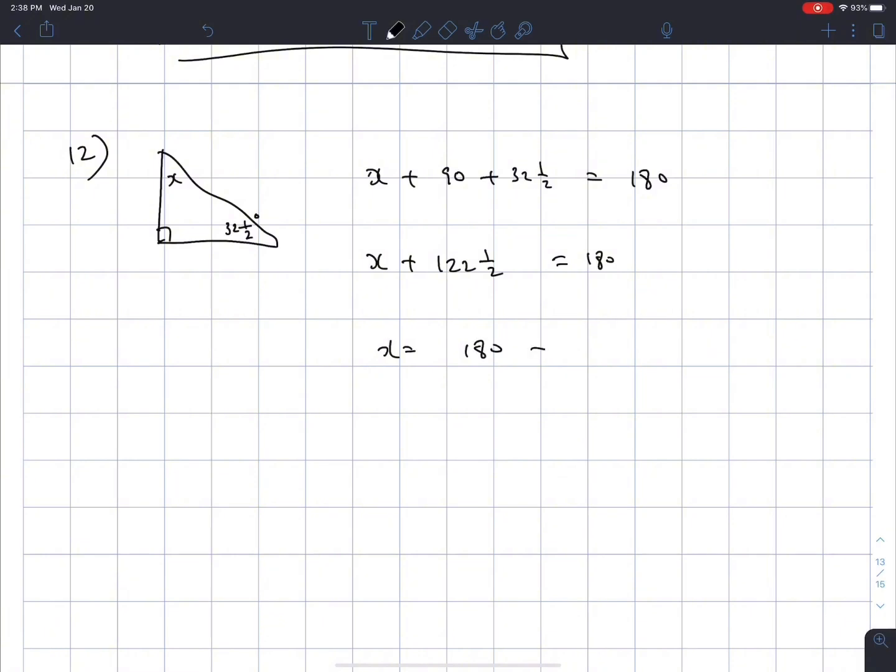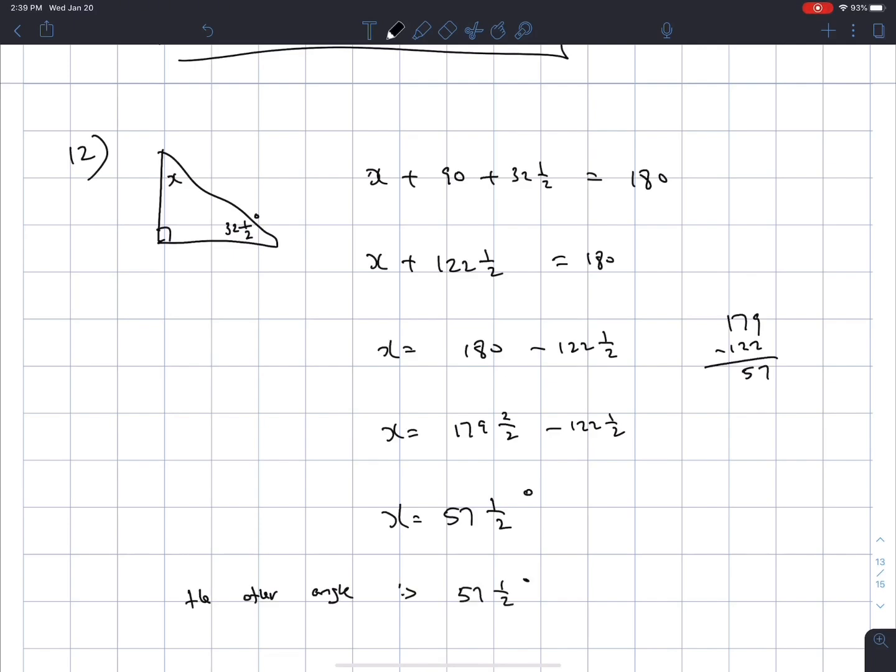So now I can move the 122.5 to the right-hand side by switching the sign. And then now I can subtract them. I can say this is 179 and 2 over 2 minus 122 and 1/2. So 179 minus 122 is 57. And then 2 over 2 minus 1 over 2 is just 1 over 2. So we can say the other angle is 57.5 degrees.